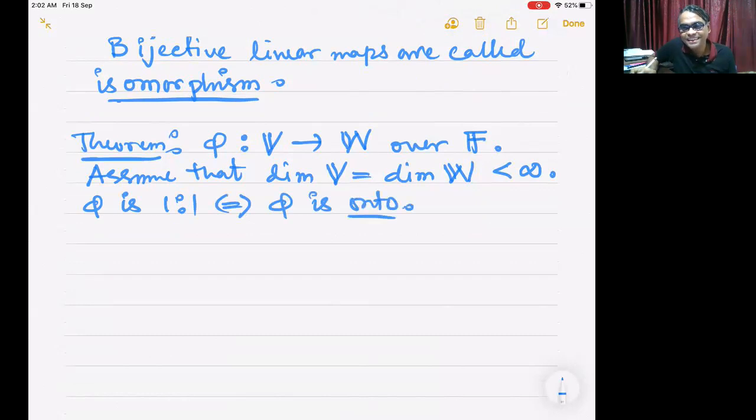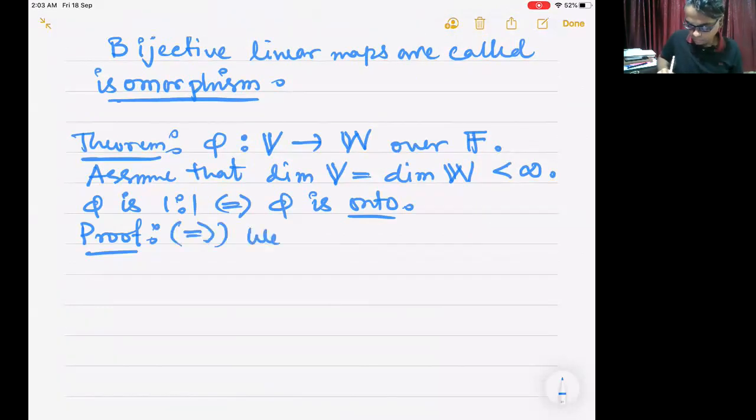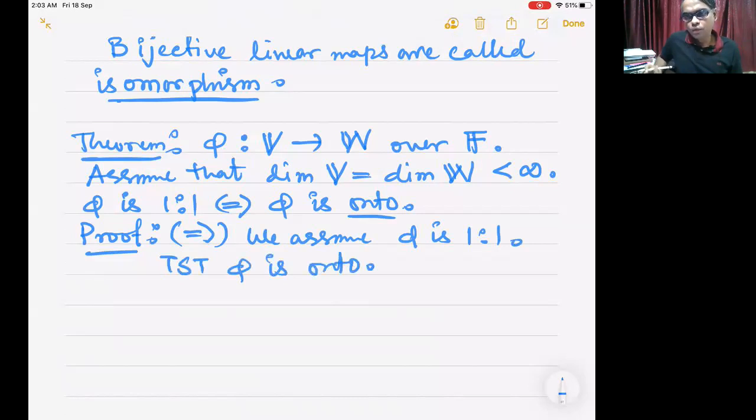Surprising, no? But in fact, not quite. And who comes to the rescue once again? How do we get this proof? Once again, through the rank nullity theorem. Okay, let's see. So first we'll prove this direction. We assume phi is one-to-one. We have to show that phi is onto. Remember the criteria for injectivity and surjectivity. Injectivity, that is one-to-one, is equivalent to kernel being 0. Surjectivity, that is onto, is equivalent to image being full.